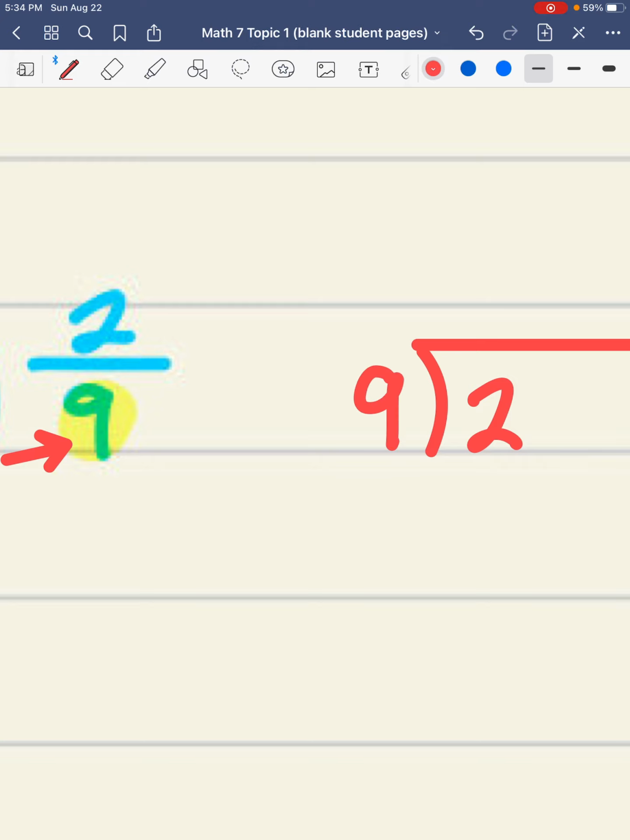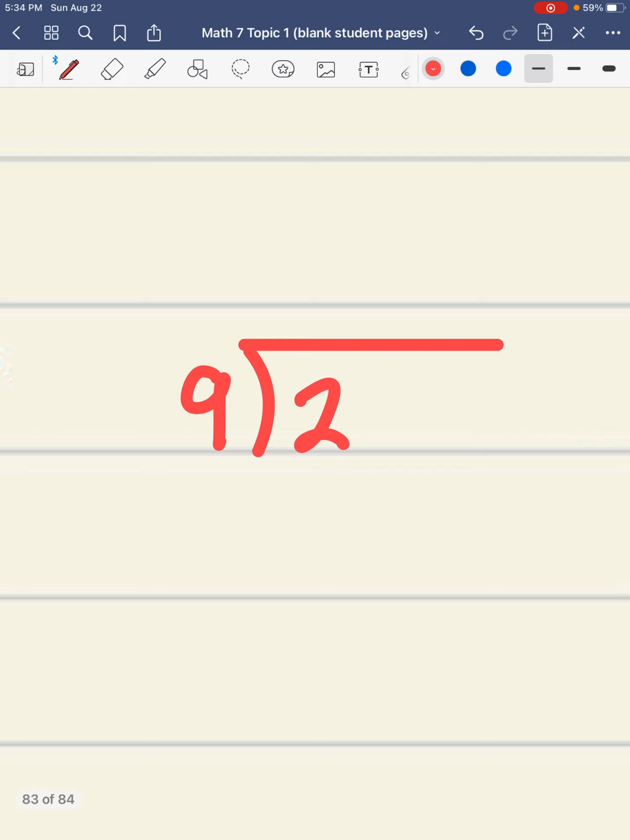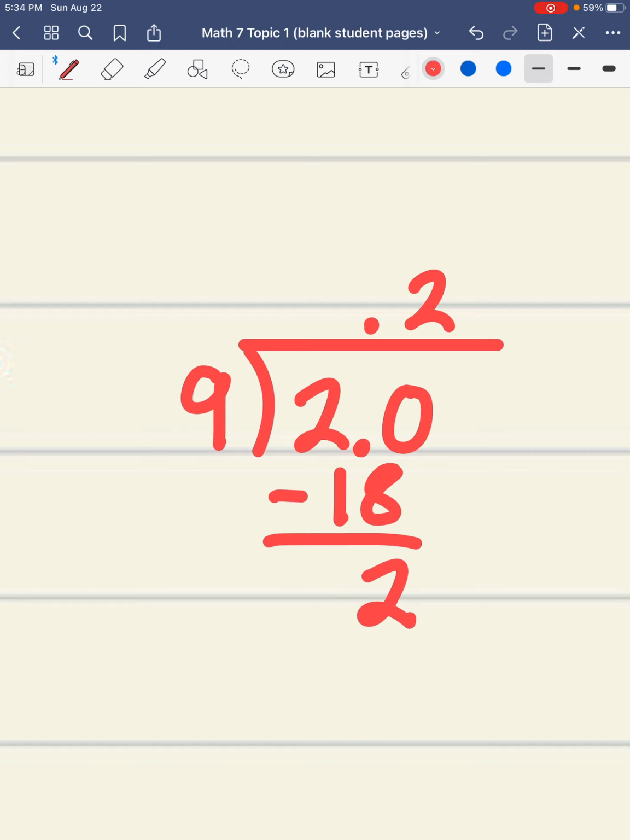So my division bracket here, I know that my top number goes inside and my bottom number goes outside. Can 9 go into 2? Nope, it cannot go into 2. I'm going to add a decimal and a 0. Can 9 go into 20? Yeah, it goes in 2 times. 2 times 9 is 18. 20 minus 18 is 2. Add a 0 and bring that down.